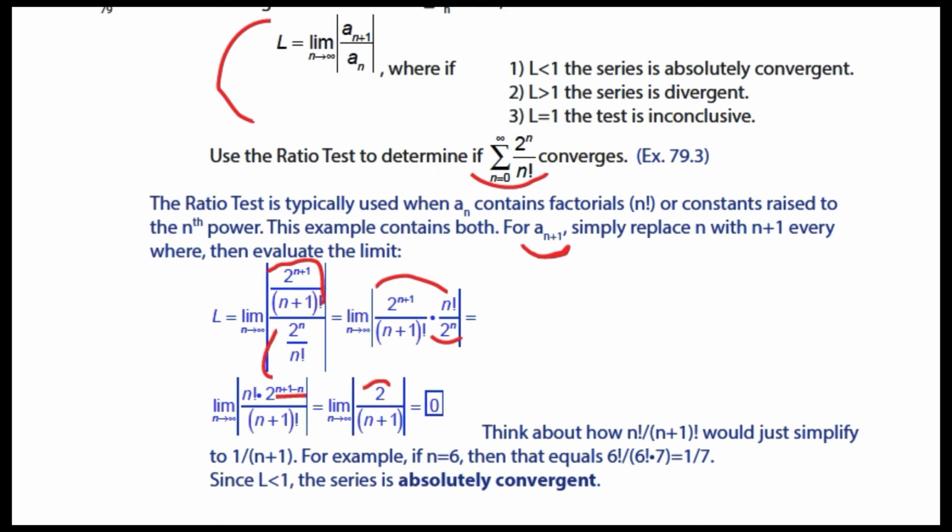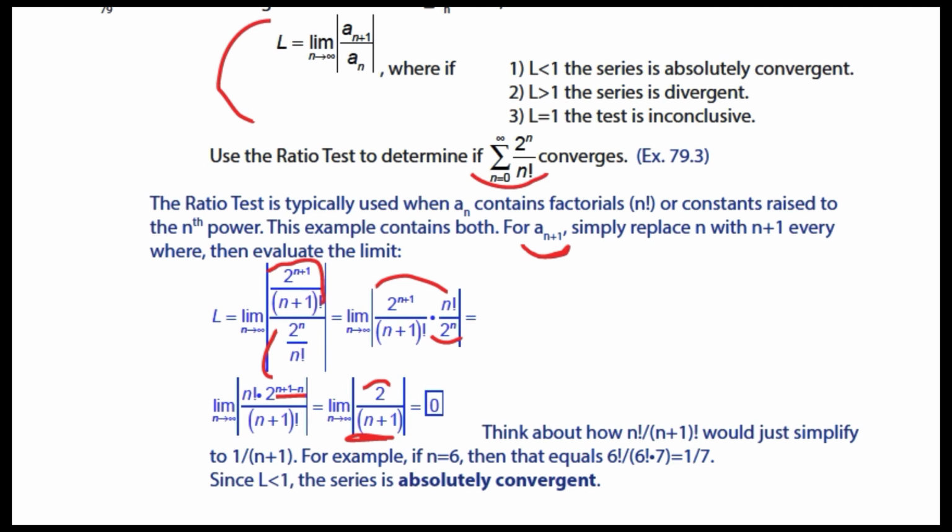And then n factorial over n plus 1 factorial is just equal to 1 over n plus 1, right? Let's say n was 6. We'd have 6 factorial over 7 factorial, which is 7 times 6 factorial. The 6 factorials cancel, and we're left with 7. We're left with n plus 1. So hopefully that makes sense.